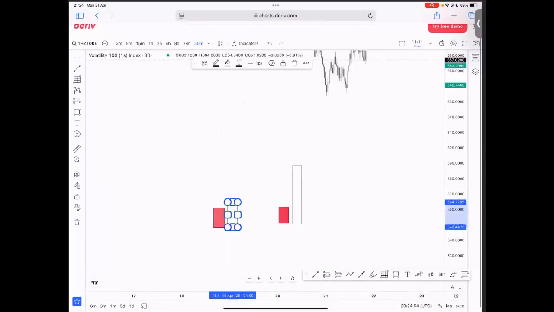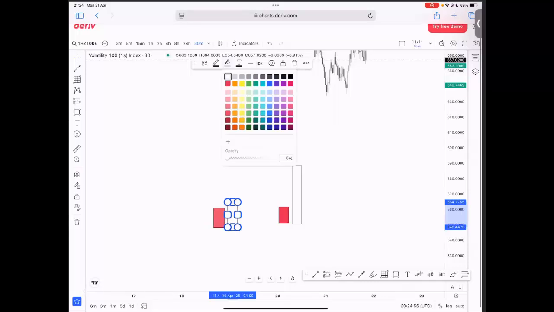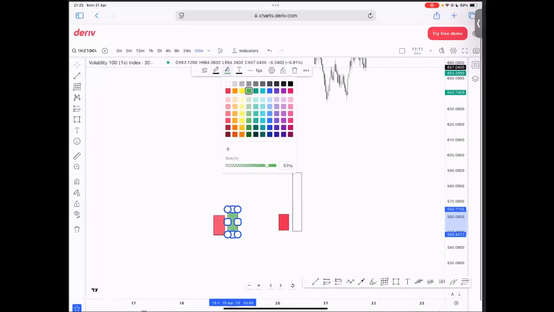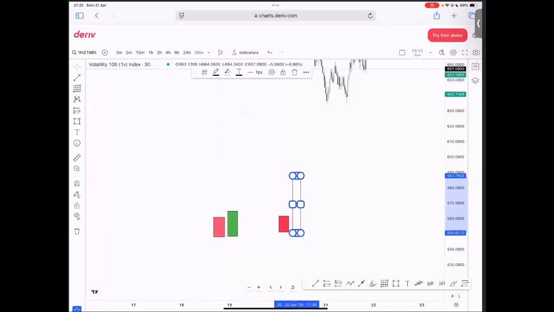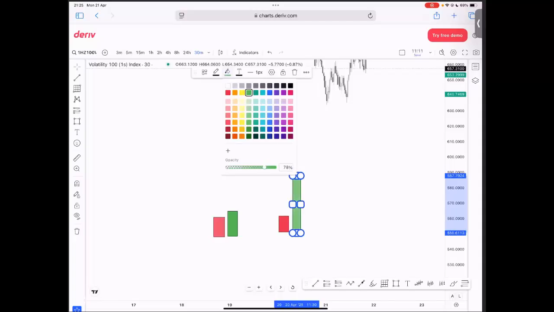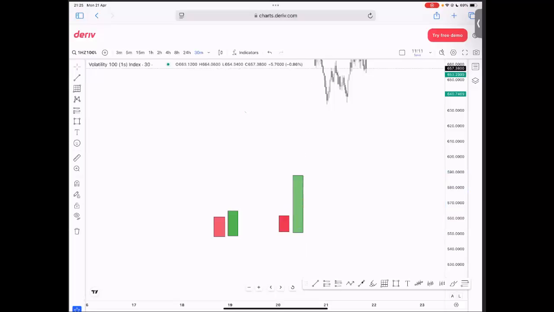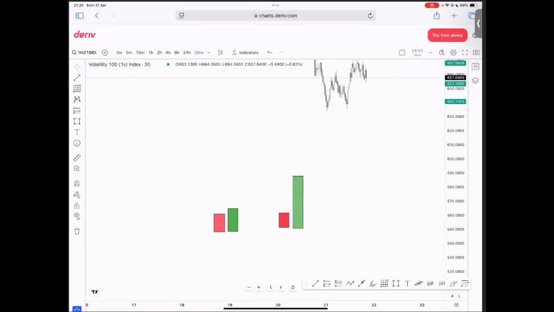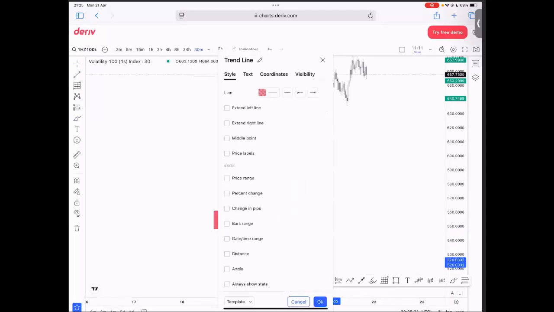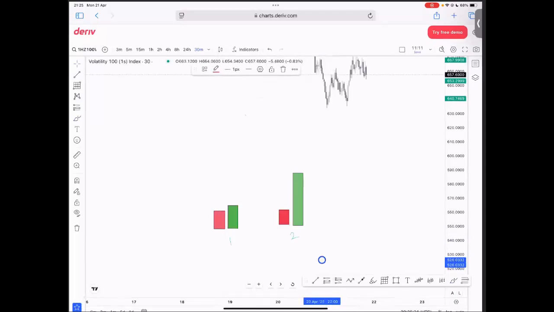And then here we have what? Another green bullish engulfing candlestick. Now this is engulfing one, and this is what? Engulfing two. But you would agree with me that these two, they kind of engulfed differently.